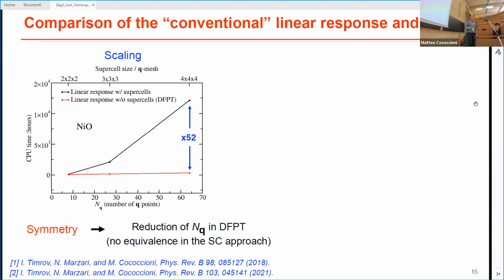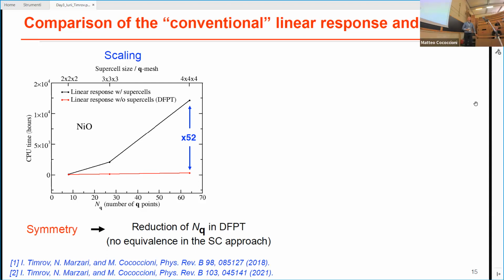Just to really convince you that we gain in terms of computational cost. This is the CPU time as a function of NQ, which is the number of Q points in the DFPT approach, or equivalently the size of the supercell in the old approach. And we can see that for a supercell size of 4 by 4 by 4, if you replace this old approach by the new one, you're gaining a factor of 52 speed up.